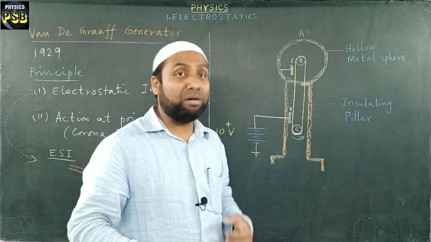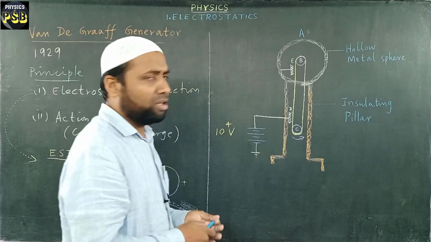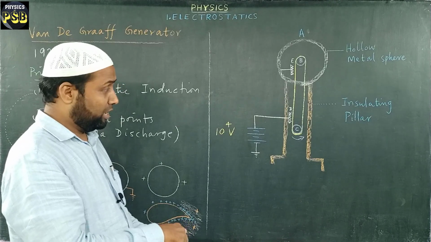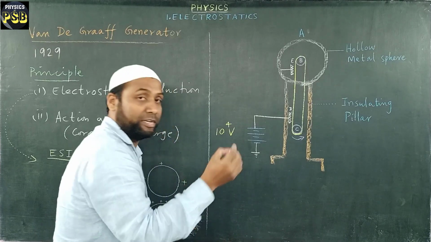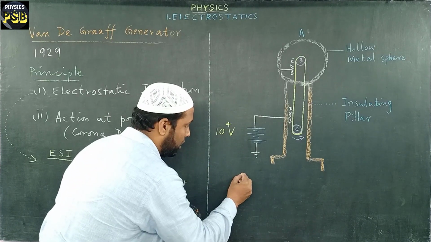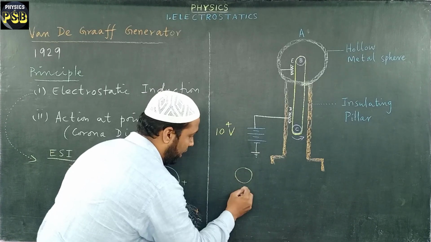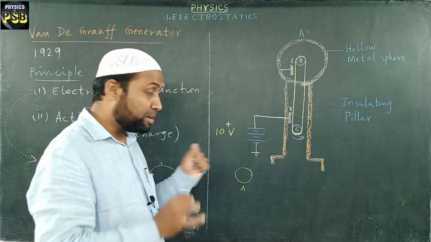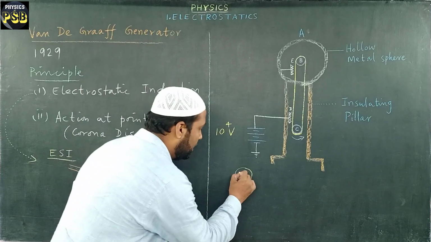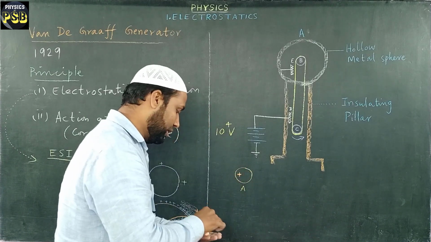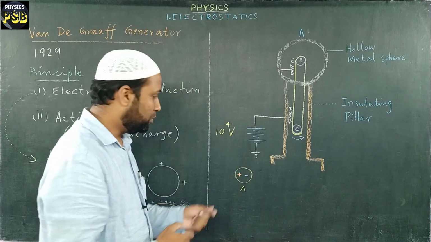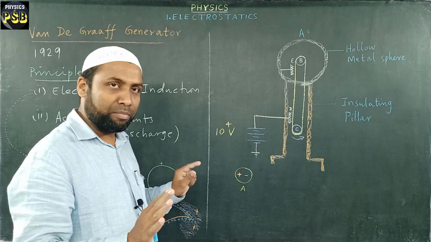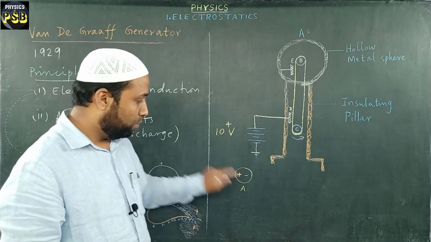Now I am repeatedly using the term ionization. What does it mean? Let me tell you. Suppose I have an object A. This object is completely neutral. When I say it is completely neutral, that means it consists of an equal number of positive and negative charges. Suppose it has got one positive charge and one negative charge. So it is in a balanced condition, it is a neutral object.